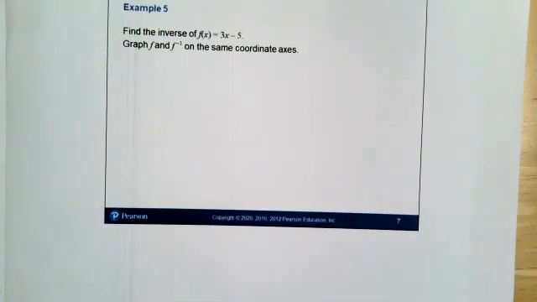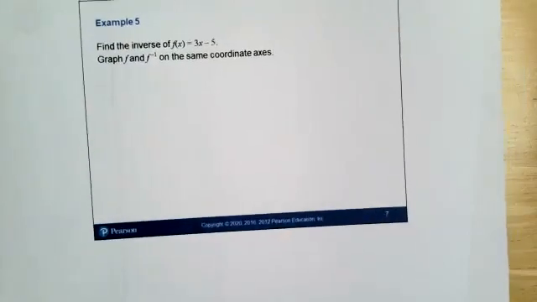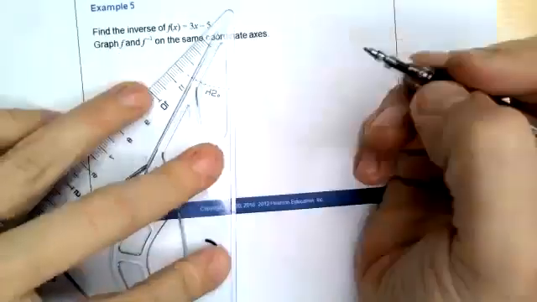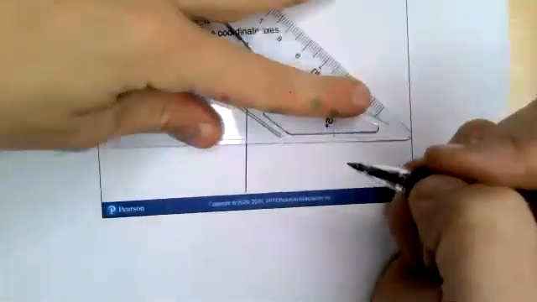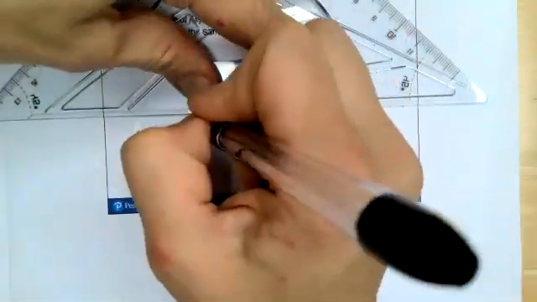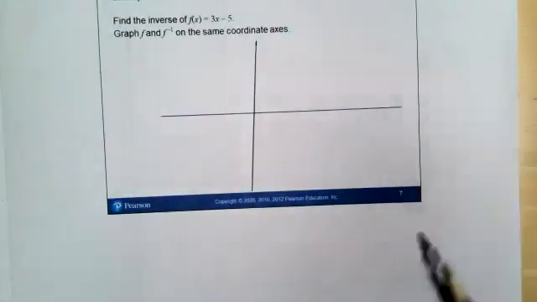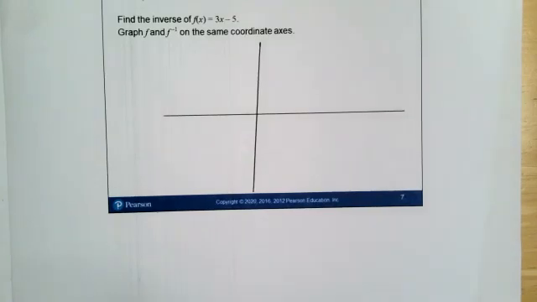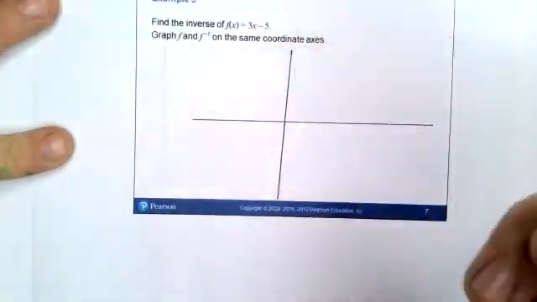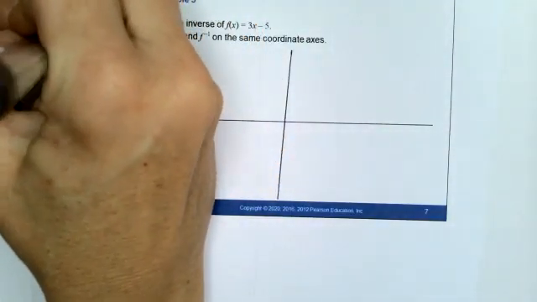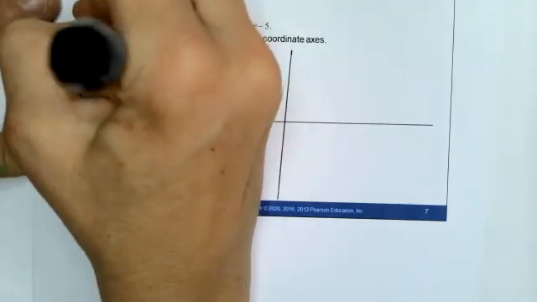Find the inverse of f of x equals 3x minus 5. Graph f of x and the inverse of f of x on the same coordinate axis. Okay, so we need a coordinate axis. 3x minus 5, right? I'm just gonna make an XY table for 3x minus 5. So that's f of x.